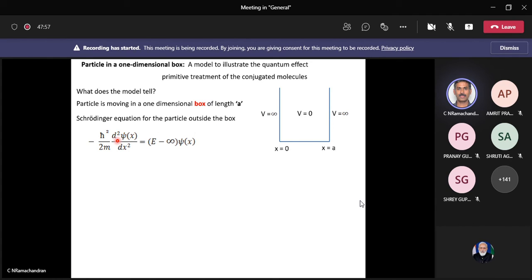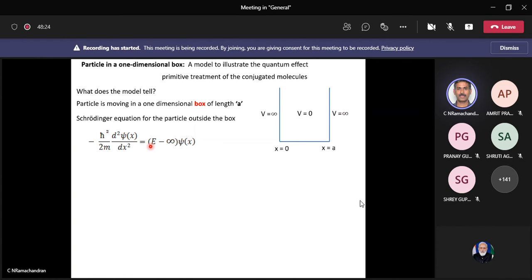So this is the Schrodinger equation: minus h cross square by 2m d square by dx square into psi of x equal to E minus V into psi of x. This is our Schrodinger equation. You may not remember this because today only I introduced the Schrodinger equation, but it's okay. Trust me, this is the equation I showed you. Minus h cross square by 2m d square psi by dx square is equal to E minus V into psi.